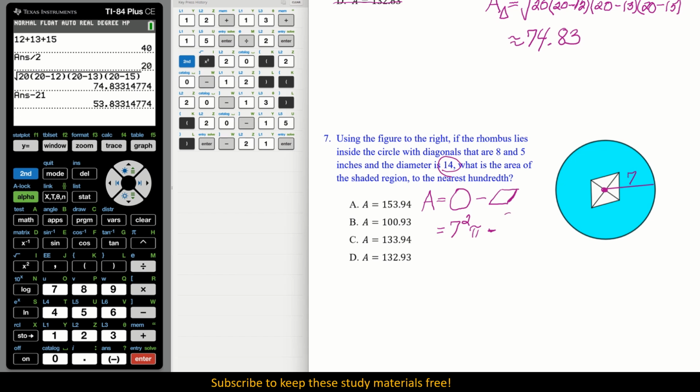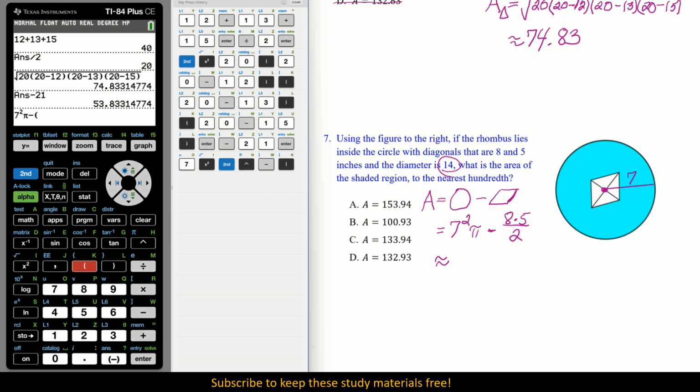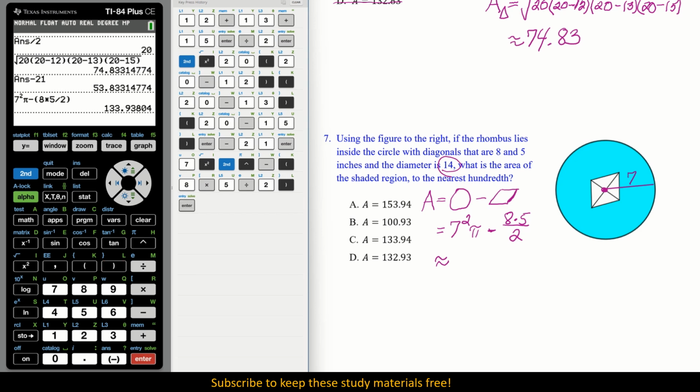Well, that is 8 times the 5 divided by 2. Okay? Now, it's not left in terms of pi, so that means we will get an estimate. And we just put that in the calculator as is. Okay, so 7 squared pi, carry it up, and subtract. I'm going to put this in parentheses. Okay, we have 8 times 5, or 5 times 8, however you want to do it, and divide by 2, which is okay with order of operations. Close our parentheses, push enter.